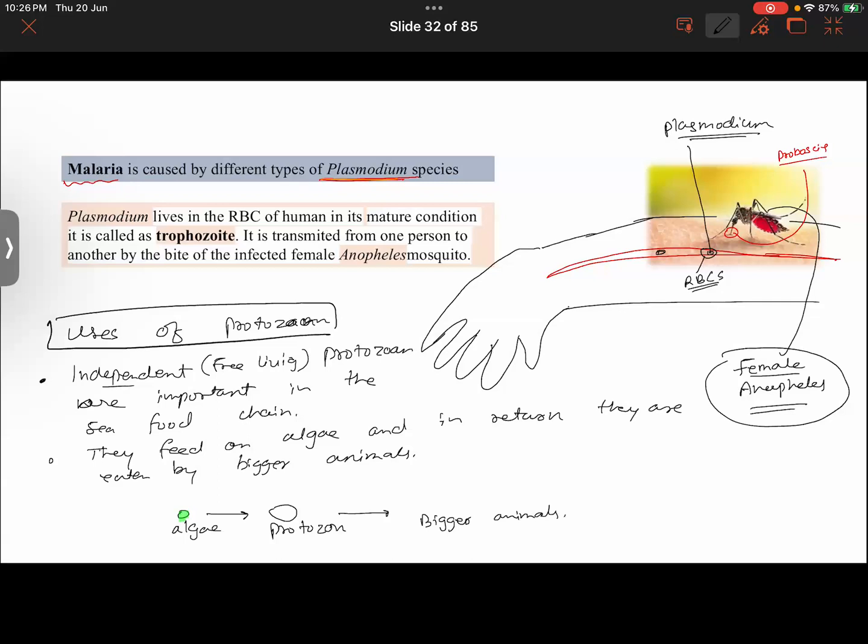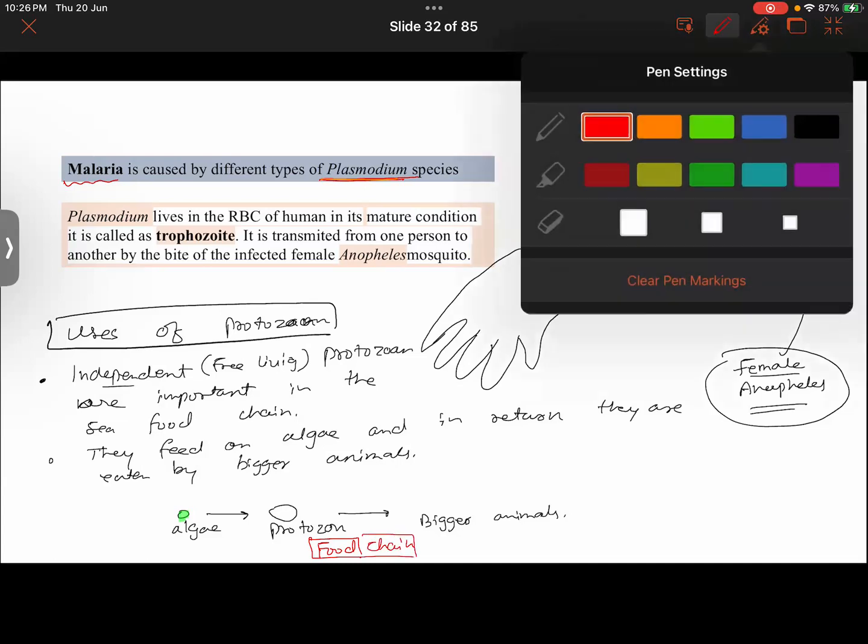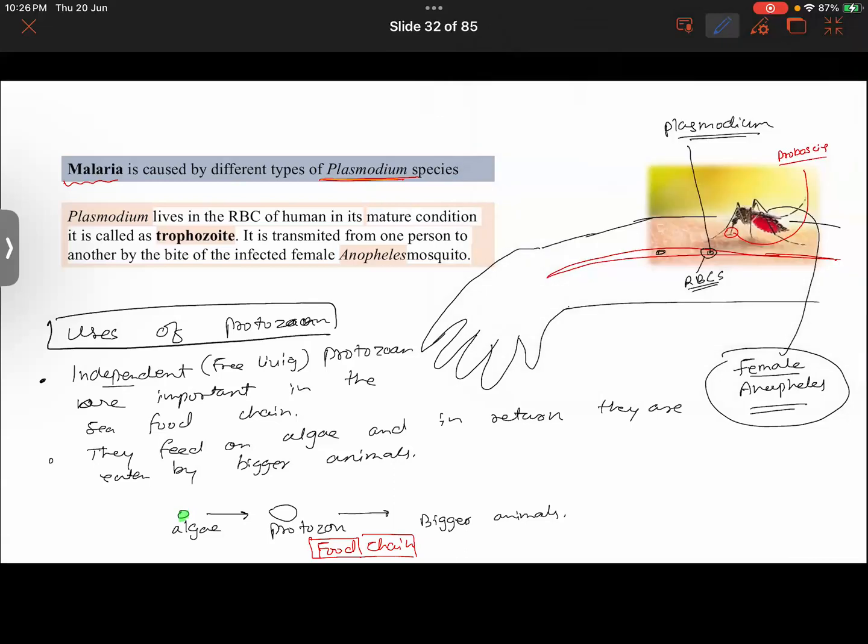So isn't it a kind of a food chain? Just like you have grass eaten by the herbivores, eaten by omnivores and carnivores, like that. So that is the food chain going on under the water body. So that is one such use of protozoa.